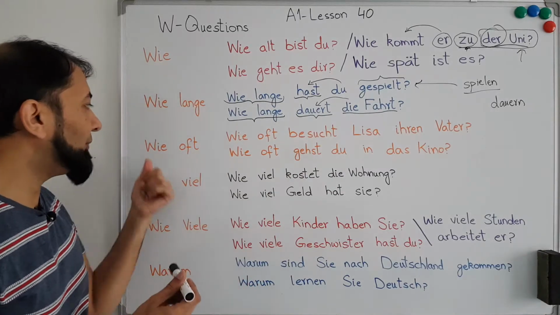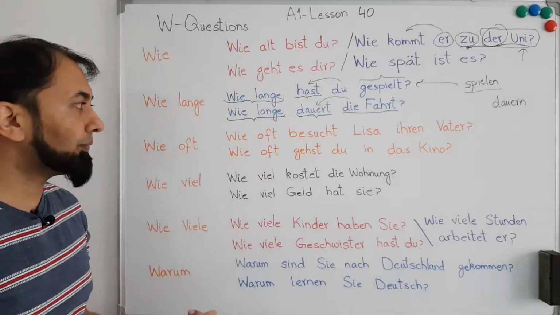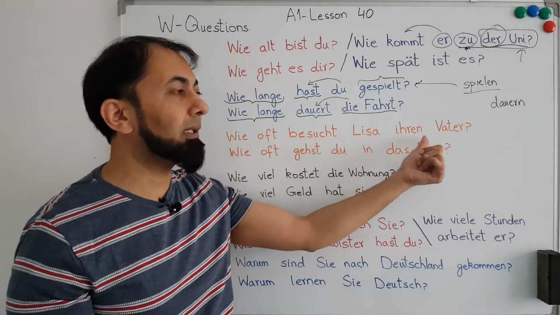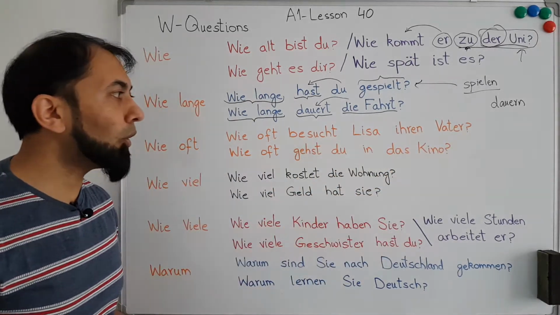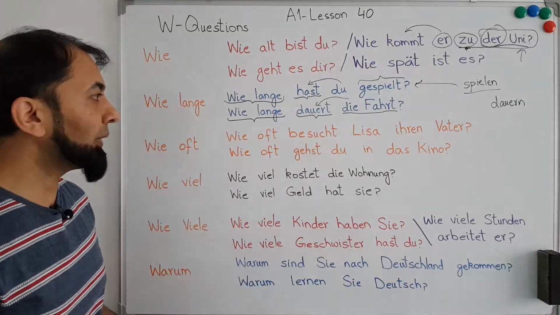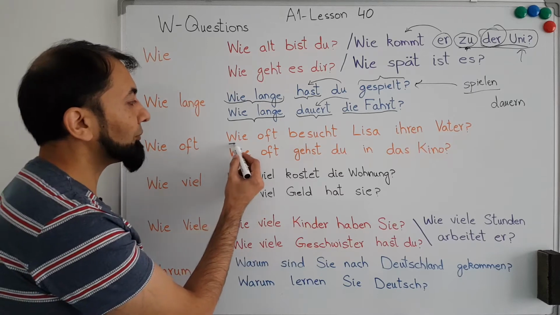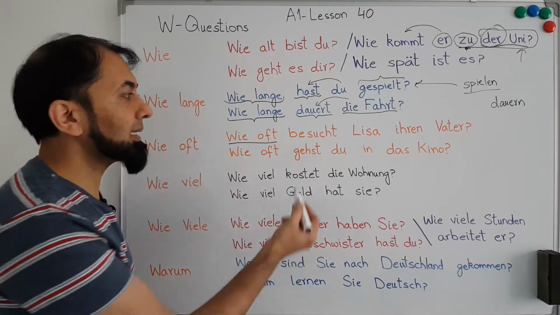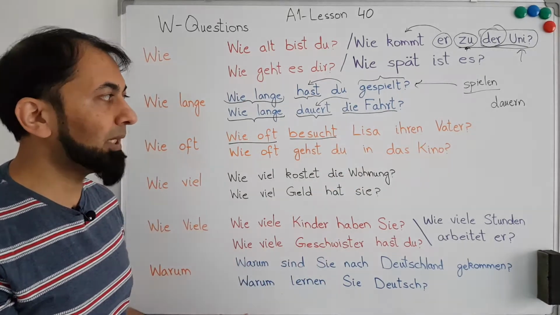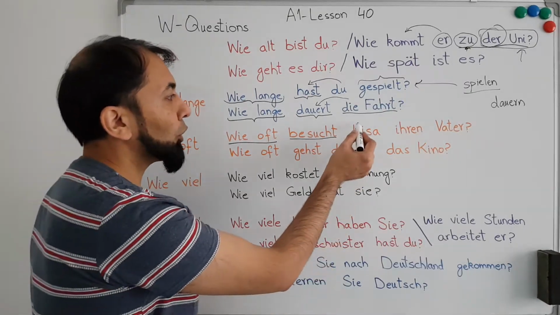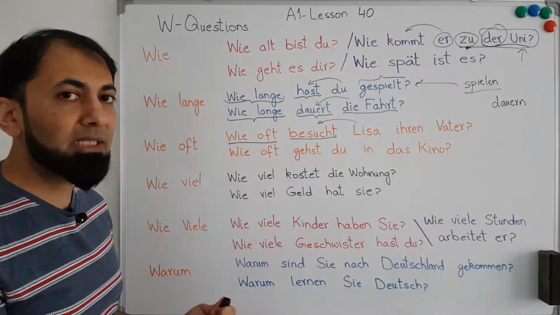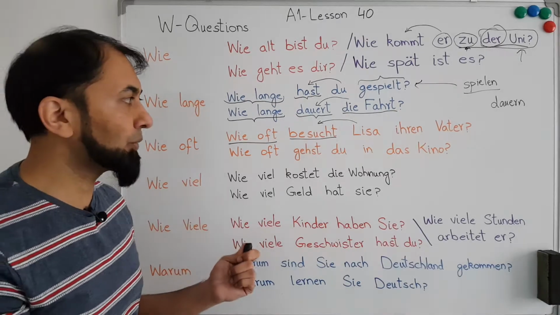Next we have wie oft. How often? Wie oft besucht Lisa ihren Vater? How often does Lisa visit her father? Now in this sentence again, wie oft will come at the first position. At the second position we are using a verb called besuchen. Besuchen means to visit, and when we conjugate besuchen with respect to Lisa, which is third person singular, it will become besucht.